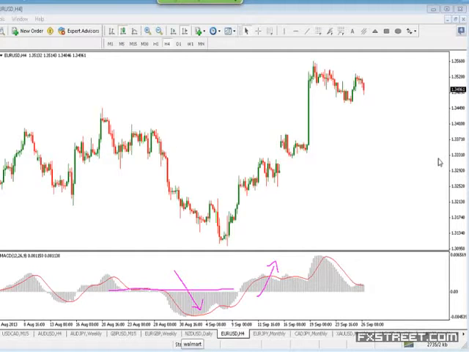Of course, your MACD also gives you divergence. As we can see over here, price makes a lower low, while your MACD histograms make a higher low, which is a classical bullish divergence. So divergence is a reversal pattern, and your MACD also gives you that advantage.